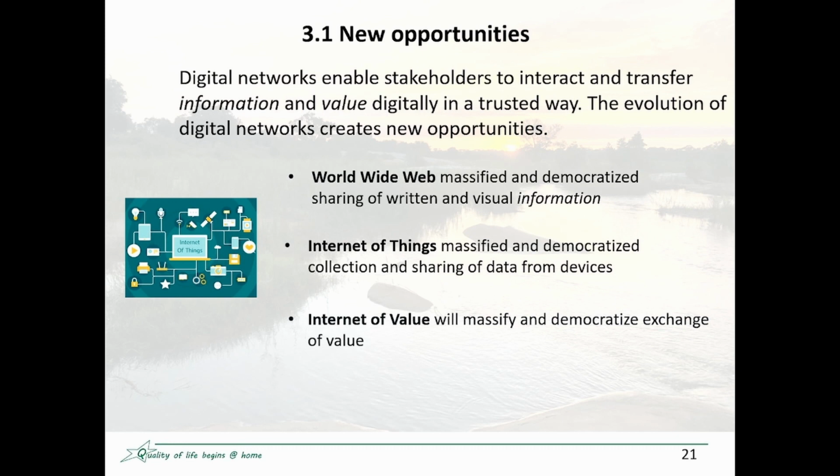The internet was actually started in the 1960s. It developed further in the 1980s, and then when the World Wide Web came in, it massified and democratized the sharing of written and visual information. The Internet of Things massified and democratized collection and sharing of data from all kinds of devices. And the new revolution is the Internet of Value, and that will massify and democratize the exchange of value.